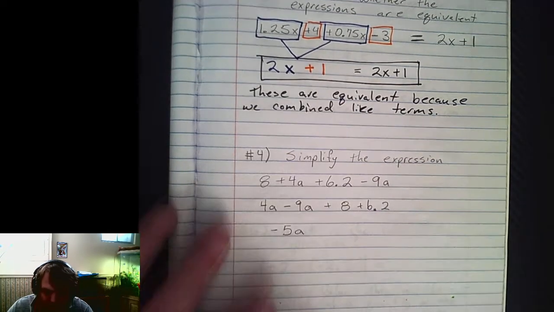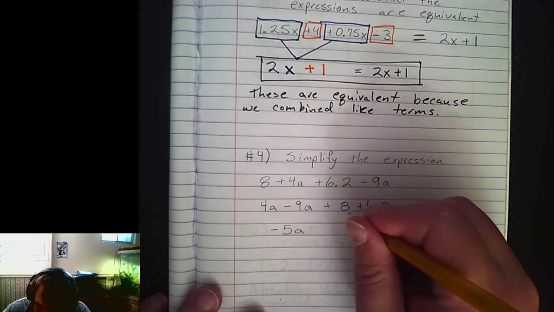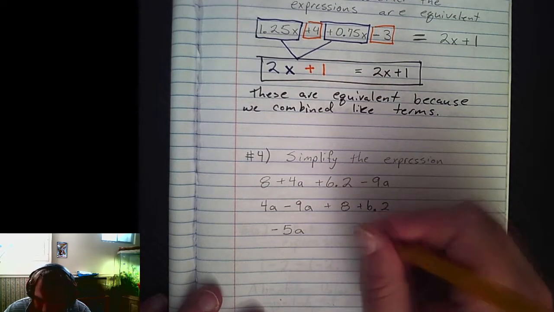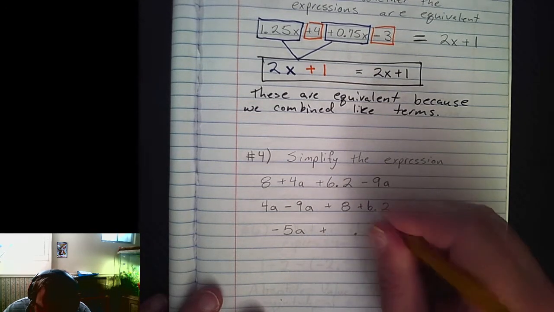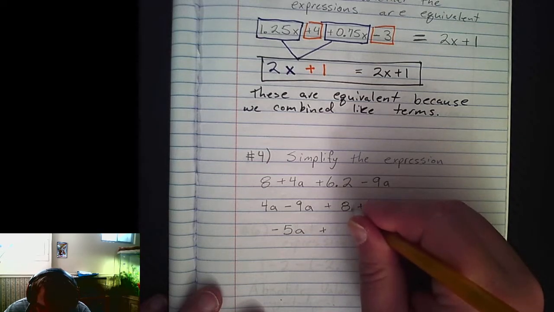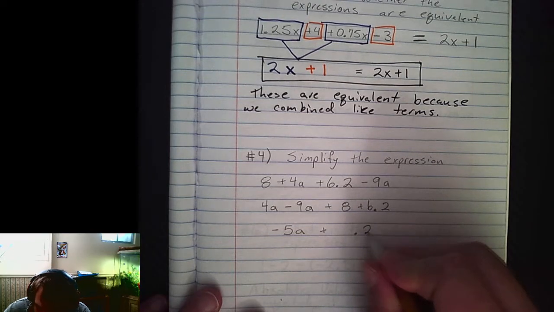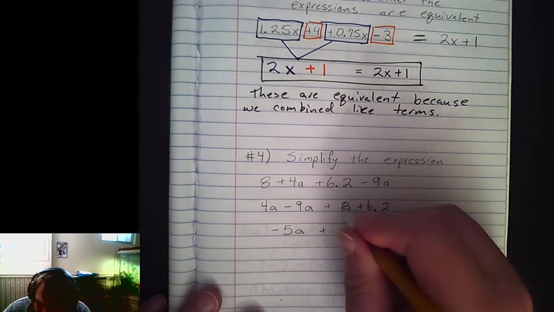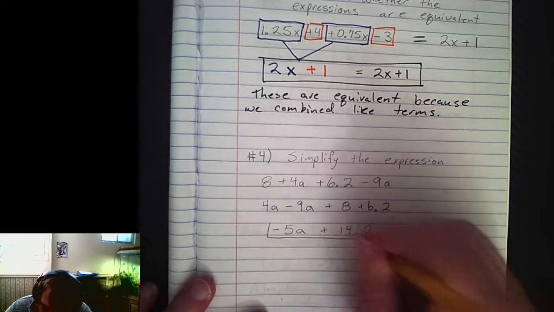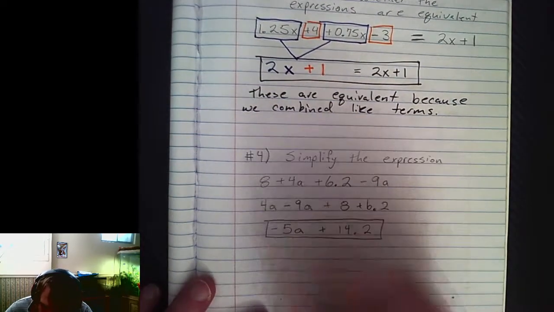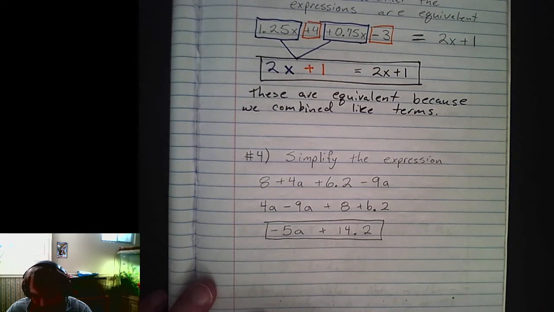And then we keep that variable. And then we have +8 and 6.2. So we know that there's no tenths. We could put a 0.0 after that 8 if we wanted to, but we're going to get the 0.2 because they're both positive, and 8 and 6 is 14. So we should have gotten -5a plus 14.2 as our answer for number 4.